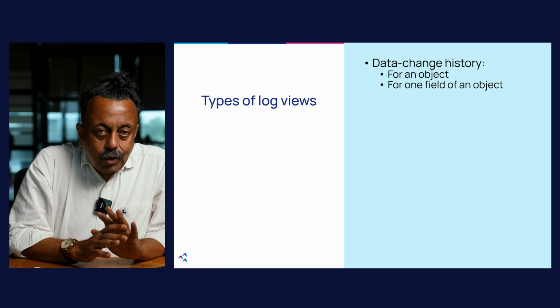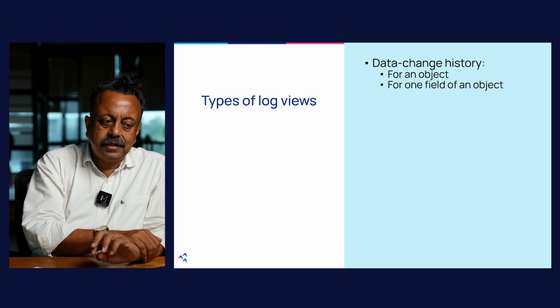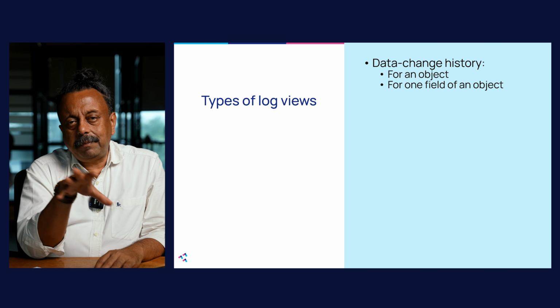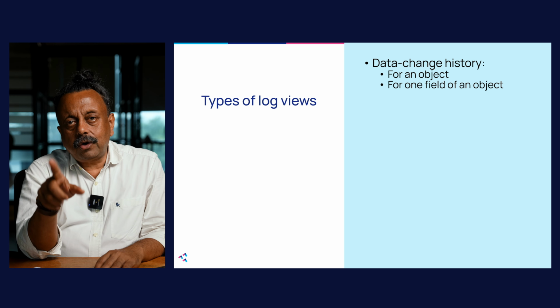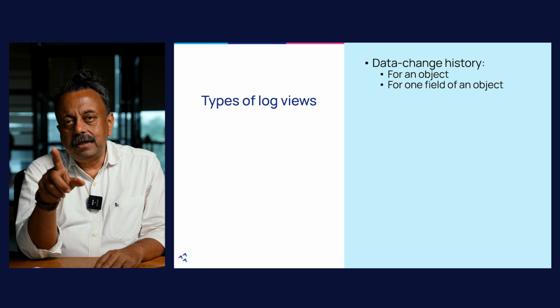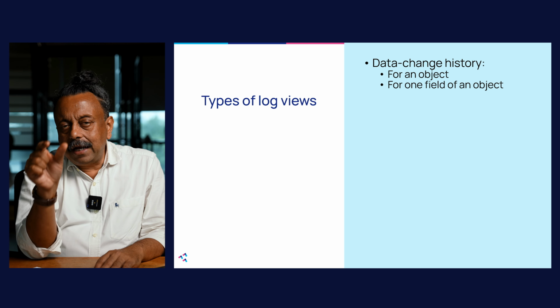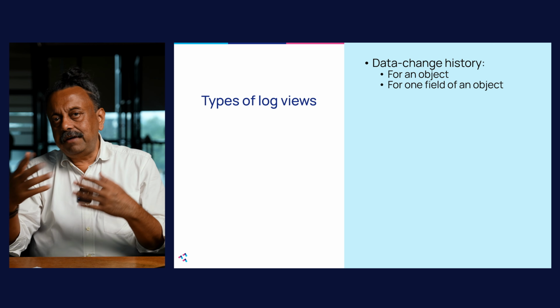Now, if you look at what is there to view in a log, then you find different types of things. If you look at the data change history of your application, you will find the data change history for one object or also for one field of an object. So you can actually do field by field tracing to see how values of a particular field of a particular object have changed with time.